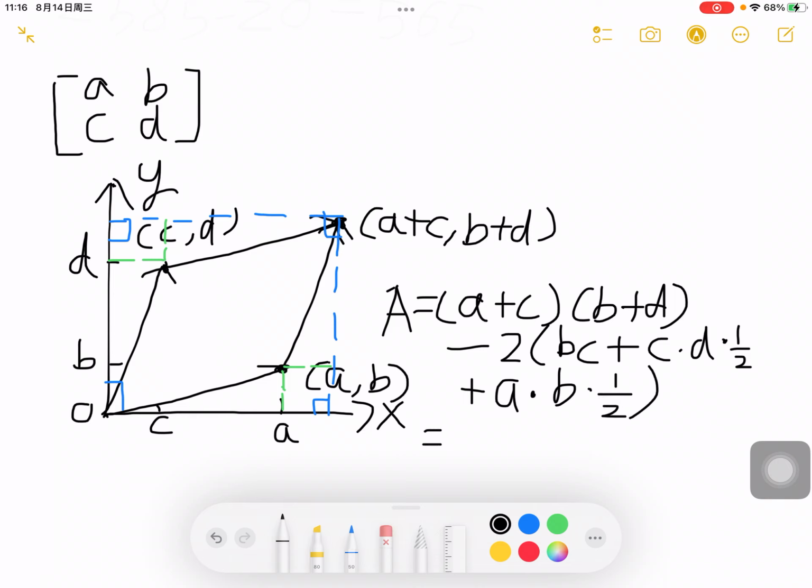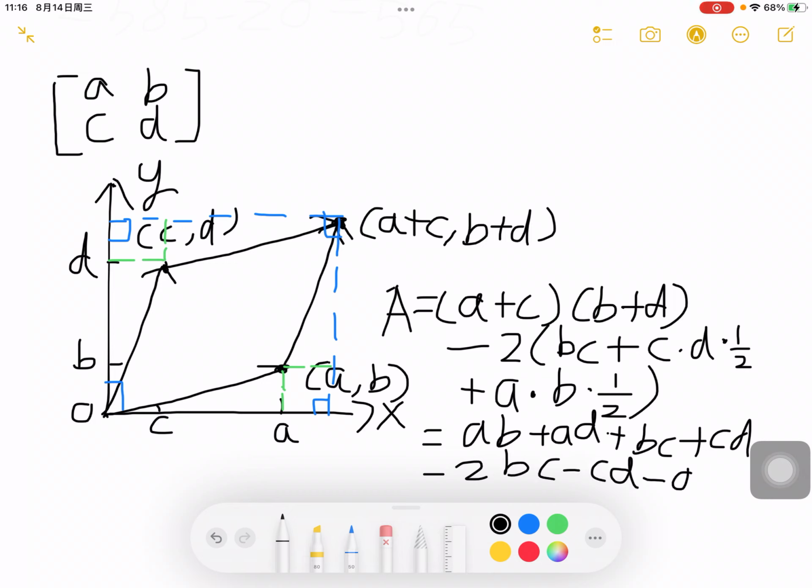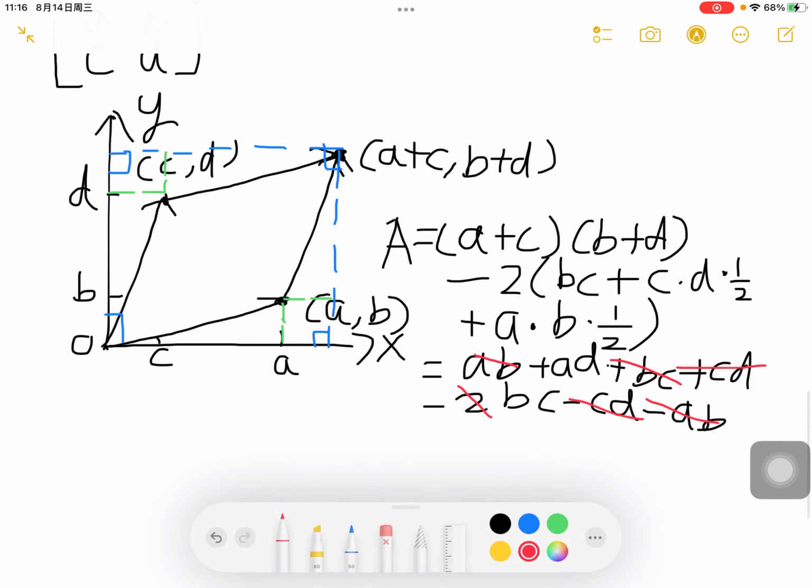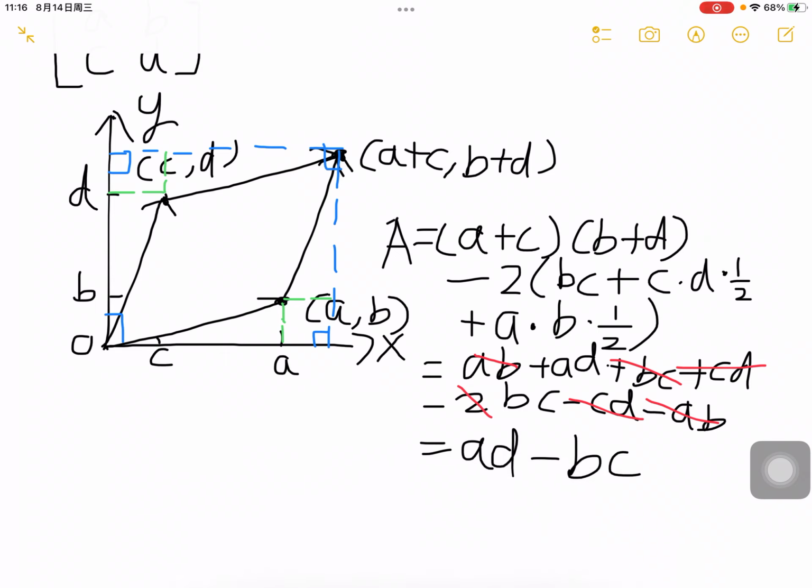So if you expand everything, you get AB plus AD plus BC plus CD minus 2BC minus CD minus AB. And you cross like terms out, and then we're just left with AD minus BC. So that's just the determinant of the 2 by 2 matrix, and that's just the area of the parallelogram.